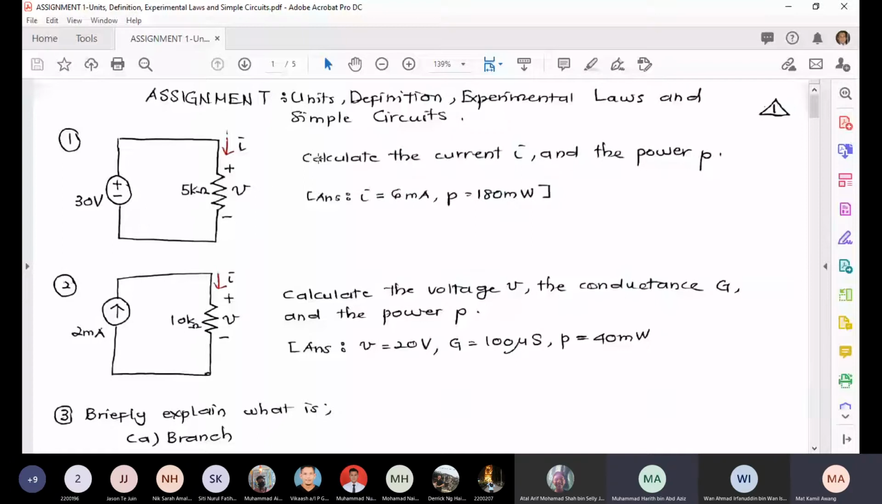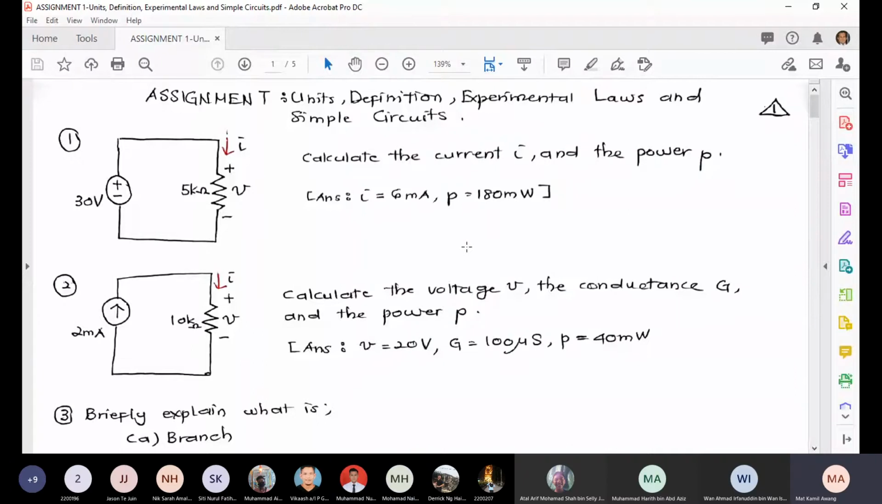Therefore, I is equal to V over R, so 30 volts over 5 kilo ohms. What's the value? 6 milliamps. Okay, because it's 30 divided by 5,000, as 5 kilo ohm is 5,000 ohms. So it's 6 milliamps.